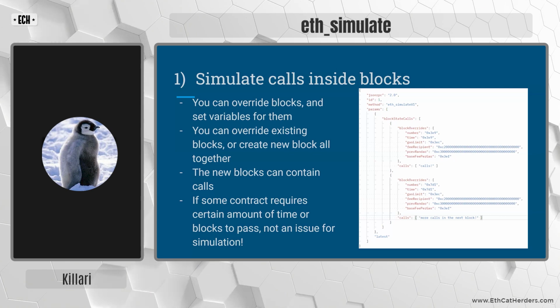Then there's time that can also be overridden. This is really handy if there's some contract that expects to be executed only after a certain amount of time has passed. So with ETH simulate, you can simulate that kind of scenario. You can do it just by setting the time to the amount that is required by the contract, and then just executing that call. Then there's a couple of other fields that you can also set, but I don't think those are that interesting compared to those 2 other things you can set.